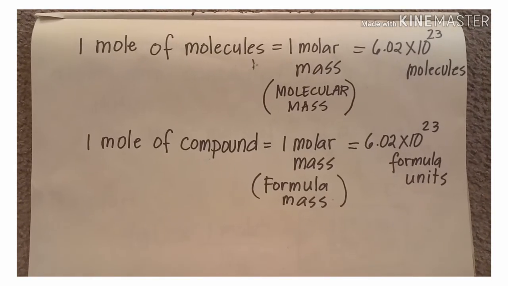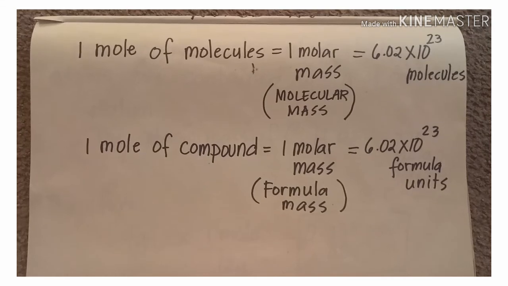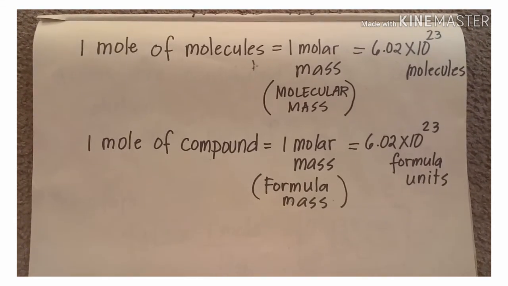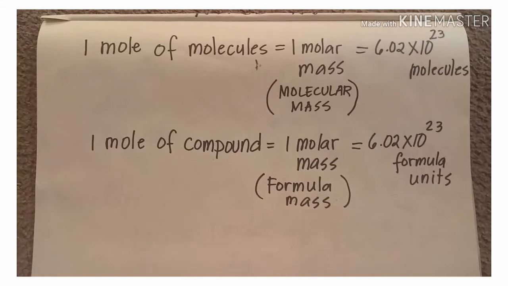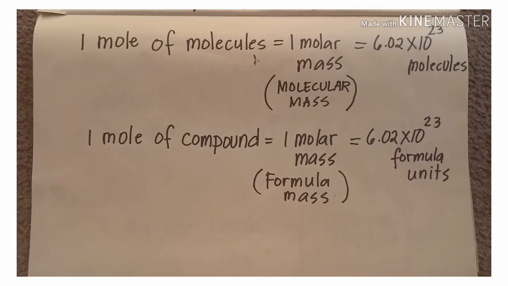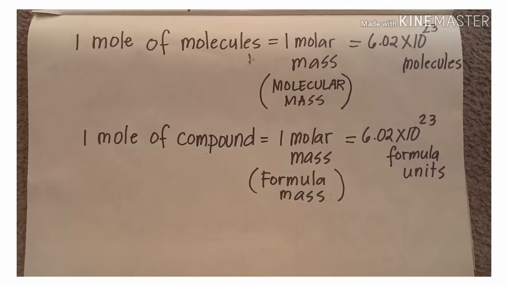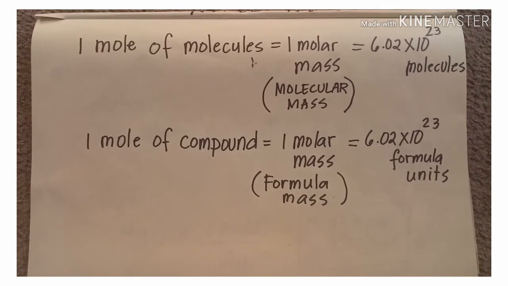Another example is 1 mole of molecules is equal to 1 molar mass or molecular mass, which is also equal to 6.02 times 10 to the 23 power molecules, and 1 mole of compound is equal to 1 molar mass or formula mass, which is also equal to 6.02 times 10 to the 23 power formula units.